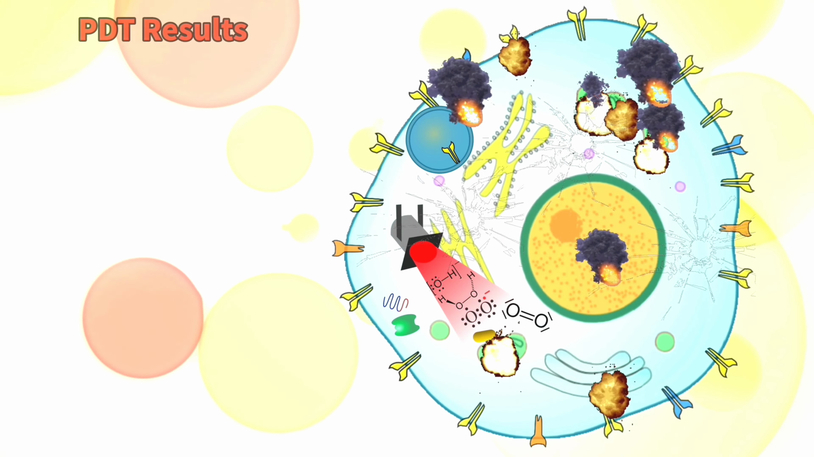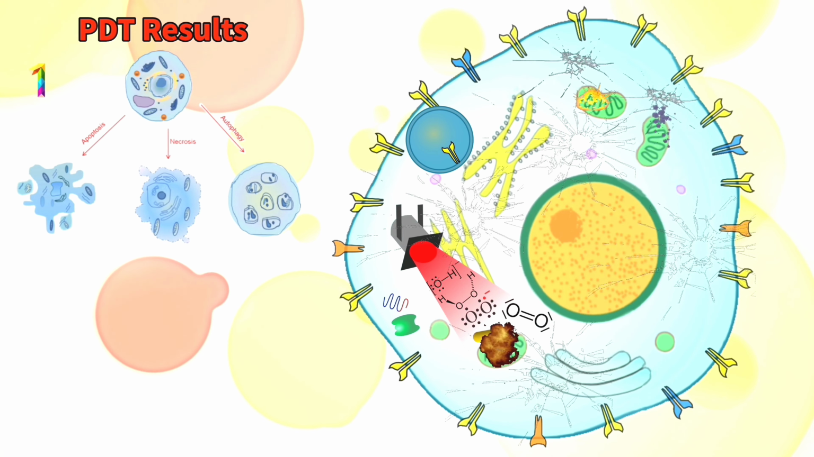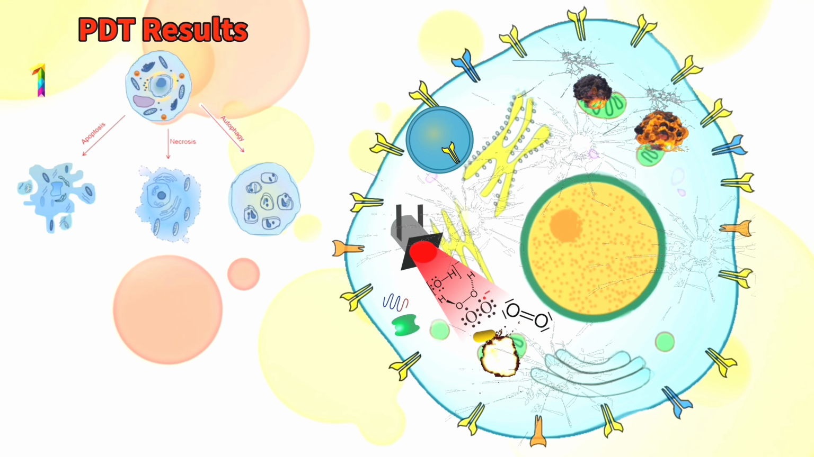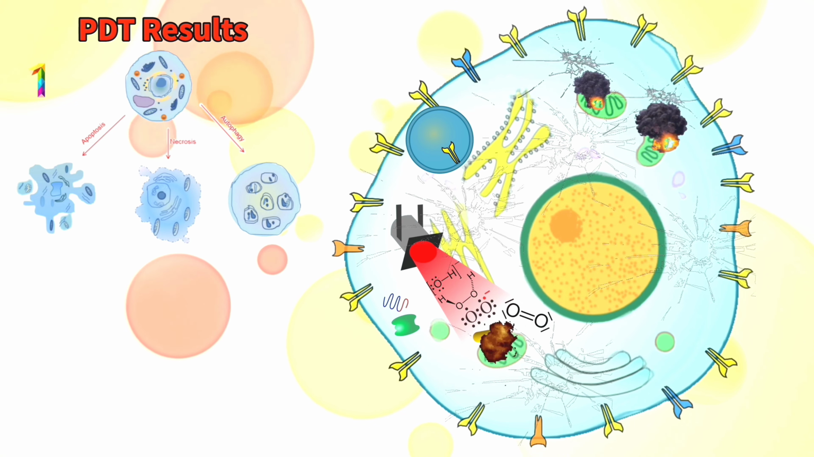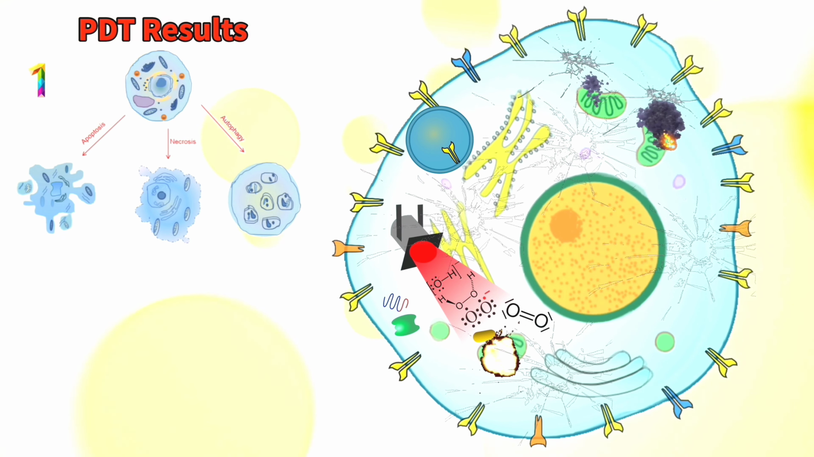As a result of photodynamic therapy, 3 things can happen. 1. Cell death through apoptosis, necrosis, and autophagy. Apoptosis and necrosis are the 2 major cell death pathways, while autophagy is a degradation process in which essential cell organelles are self-digested and removed. Simply, the cancer cells will die as a result of photodynamic therapy.